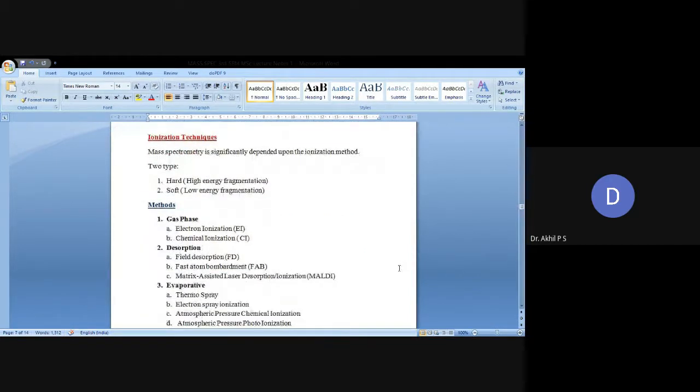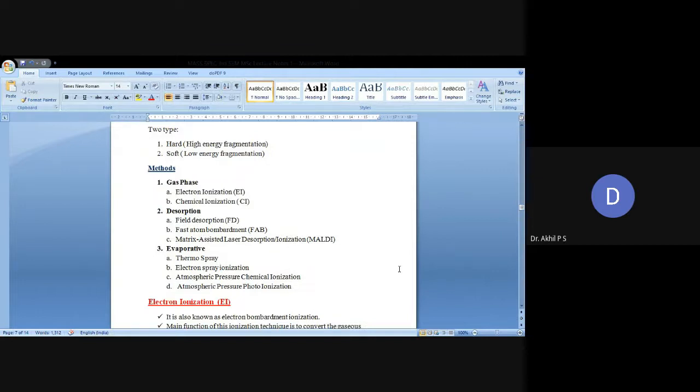Ionization techniques. Mass spectrometry is significantly dependent upon the ionization method. There are two types, hard ionization and soft ionization. Hard means high energy fragmentation, soft means low energy fragmentation. Methods. Gas phase has subdivisions: electron ionization EI and chemical ionization CI. Desorption: field desorption FD, fast atom bombardment FAB, and matrix assisted laser desorption ionization MALDI. And next is evaporative: thermospray, electrospray ionization, atmospheric pressure chemical ionization, atmospheric pressure photoionization.